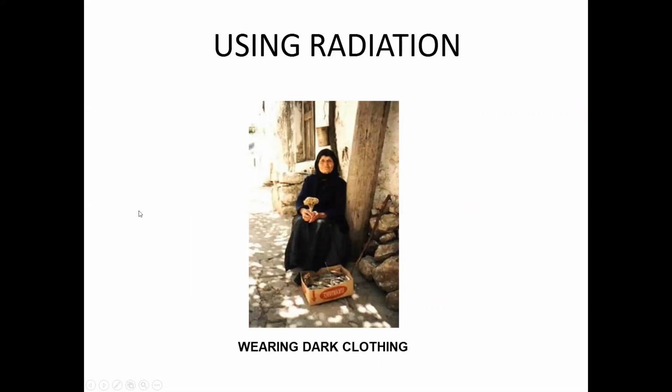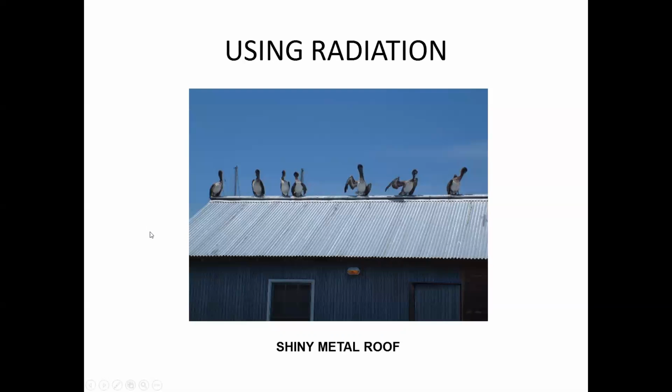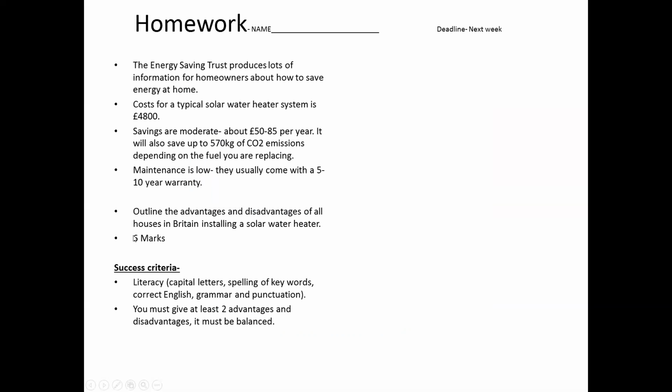Some people wear dark clothing in order to get warm. So this lady here, although it's a sunny country, she's actually on a part of her country which is in a mountain, which is very cold. So she's wearing black so that she can absorb the sun's thermal radiation and get warm. And many houses in hot countries have shiny metal roofs.